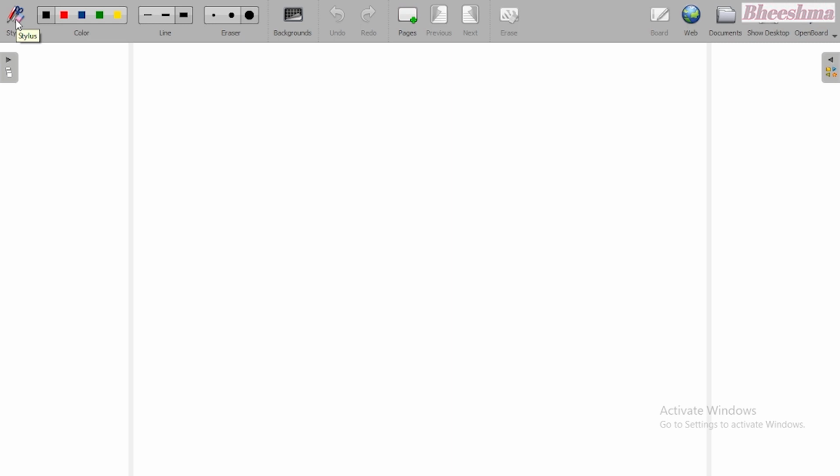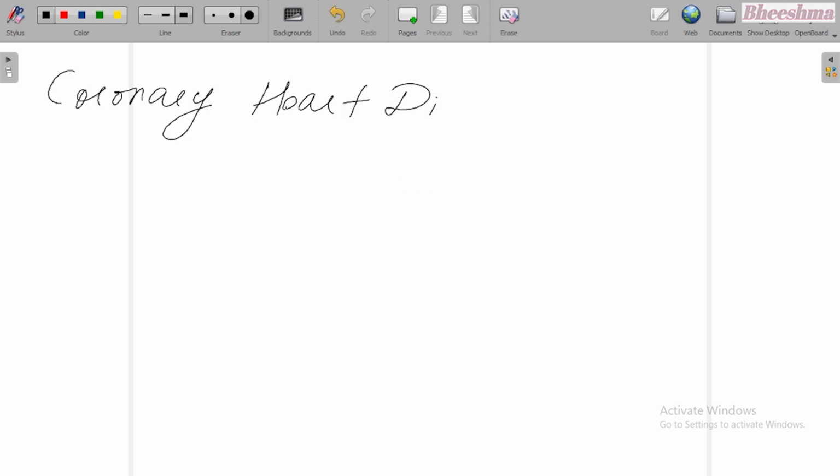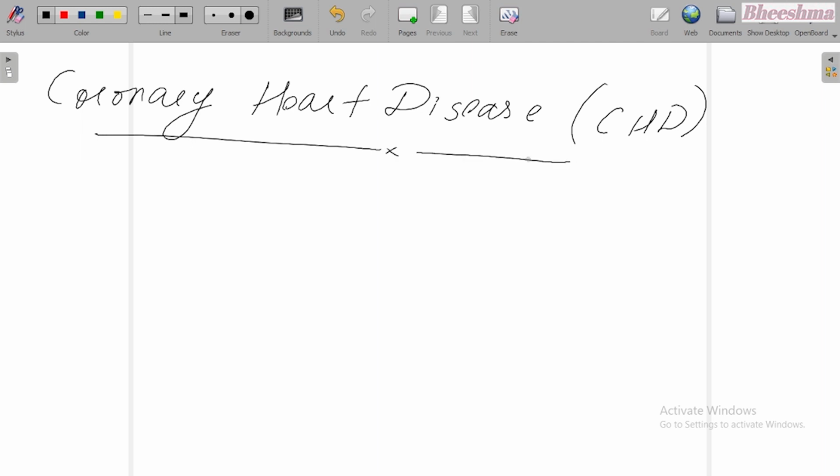Let's see some of the quick important concepts about coronary heart disease, that is CHD. First we have to know about the main definition of coronary heart disease.